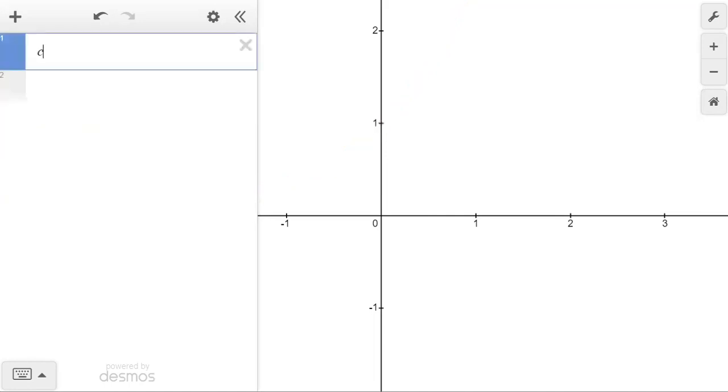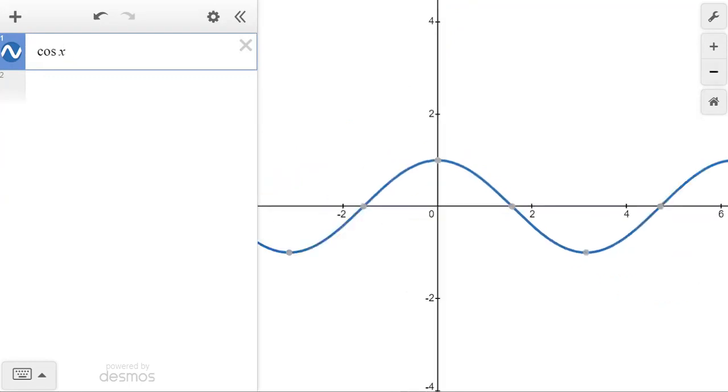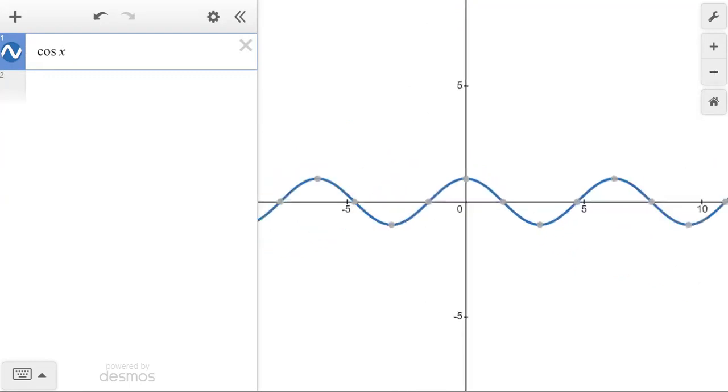Now, if you take cos x, this is the graph of cos x, right? That we all know. The graph of cos x is like this. Now, see the changes for mod of cos x.